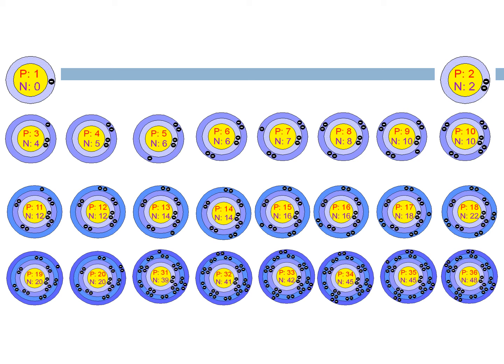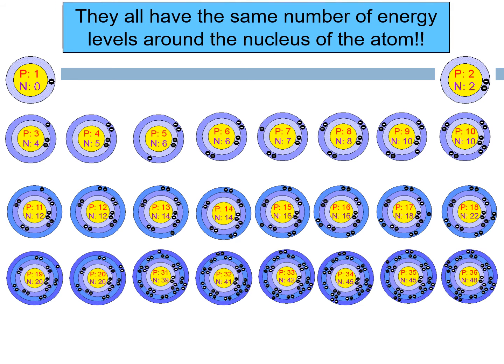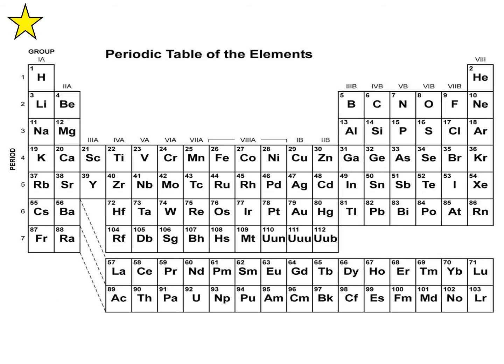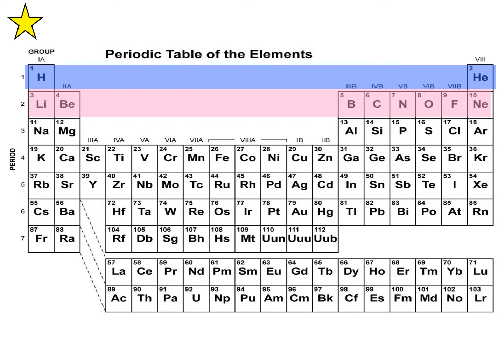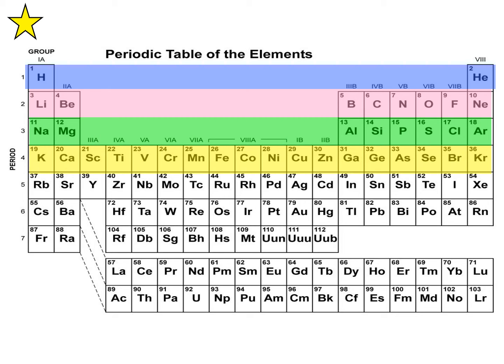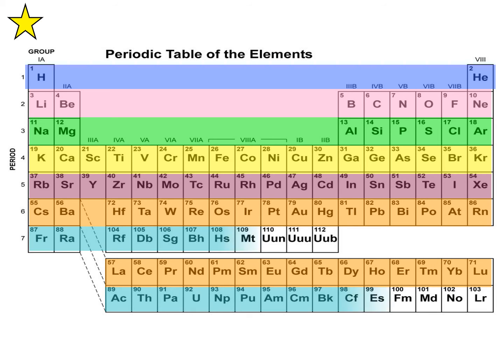Alright, so again, they all have the same number of energy levels around the nucleus of an atom within a row. They're just not all filled. So the first row, or period, as you call them, all has 1 energy level. The second period has 2. The third period has 3. The fourth period has 4. The fifth is 5, the sixth is 6, and the seventh has 7 energy levels. So whatever row they're in, that's called the period. That's how many energy levels they contain.